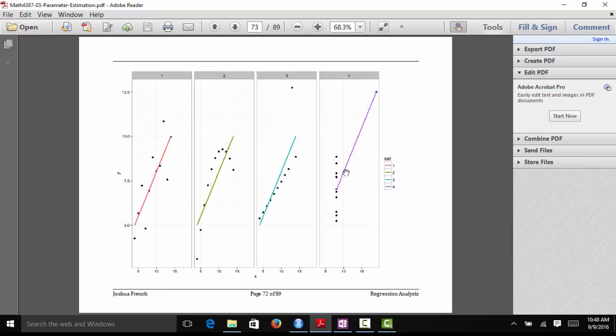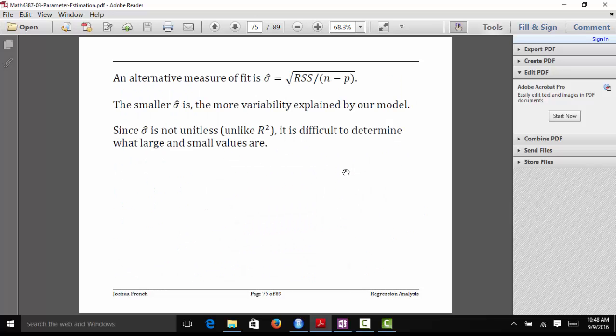But you may have noticed I keep mentioning the word relative. The size of sigma hat is relative to the size of the responses. So if I said that sigma hat was equal to 6, you wouldn't know whether that was a large number or a small number. And because sigma hat is not unitless, which R squared is, it's difficult to determine whether sigma hat is small or large. And so while some people use it as a measure of model fit, it's difficult to interpret, and so it's not something that people use on a frequent basis.